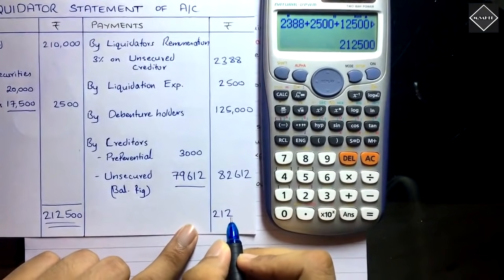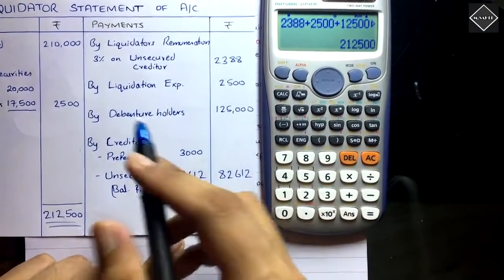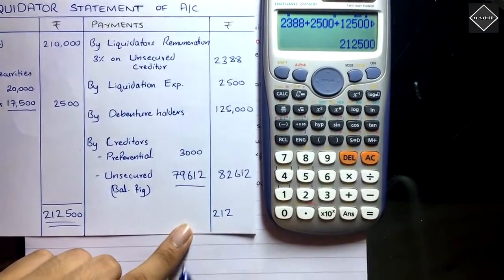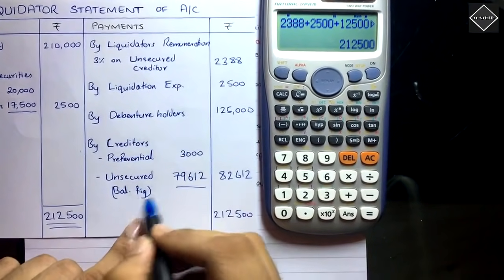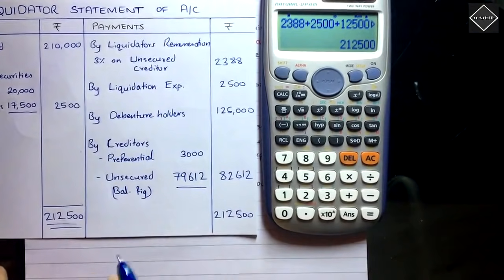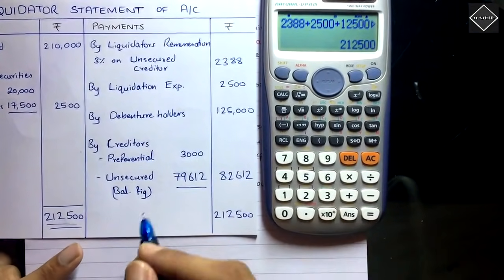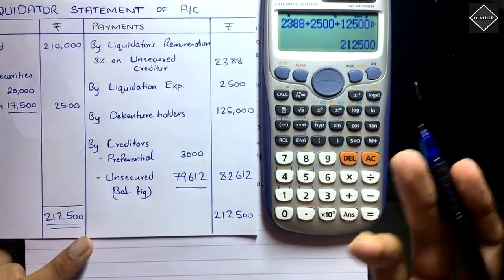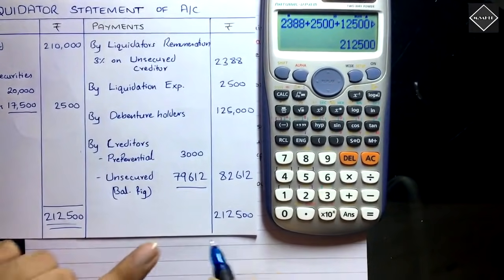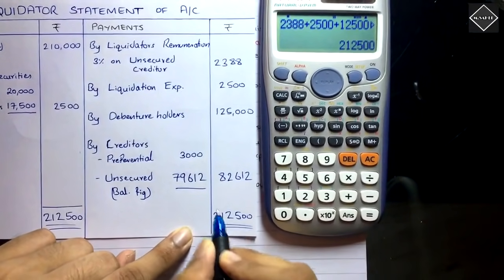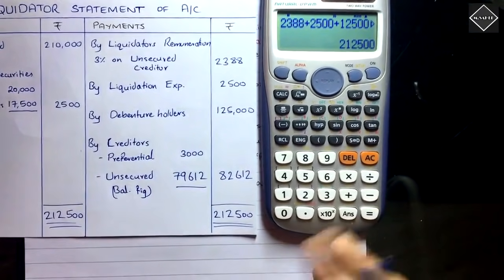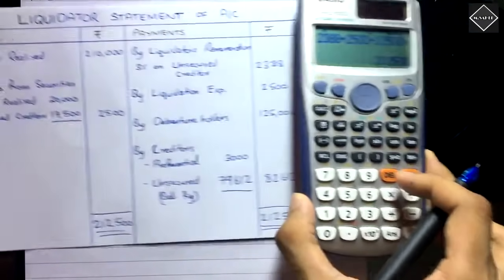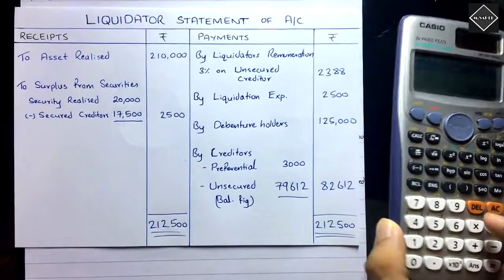In these small problems, mostly the funds will not be sufficient, so it will always tally, because the balancing figure is the unsecured creditor. Otherwise, if the funds are sufficient, anything that is left will go to the equity shareholders. We'll solve big problems also, don't worry. These small problems come for 5 marks, or 4 or 6 marks depending upon the universities. You understand that, right?